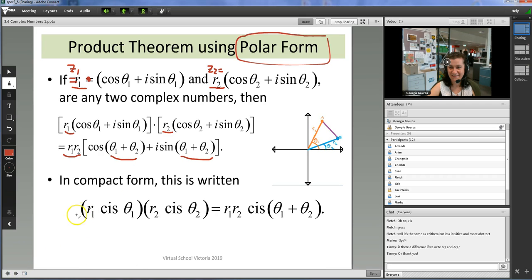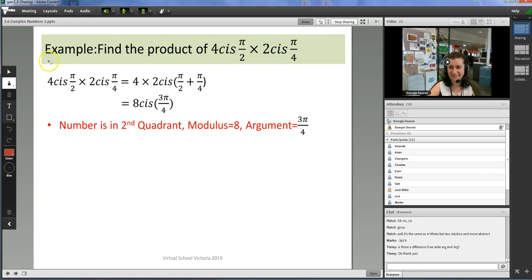How does this look? It looks like this. And then we simplify, making sure that in the final answer the argument is in the interval negative pi to pi, by using symmetry and all sorts of other properties of angles that we know about in a unit circle. Okay, so let's see one in action here. Say we had 4 cis pi on 2 times 2 cis pi on 4. Okay, what is that? 4 cis pi on 2 is basically up here. That's 4i. And 2 cis pi on 4.